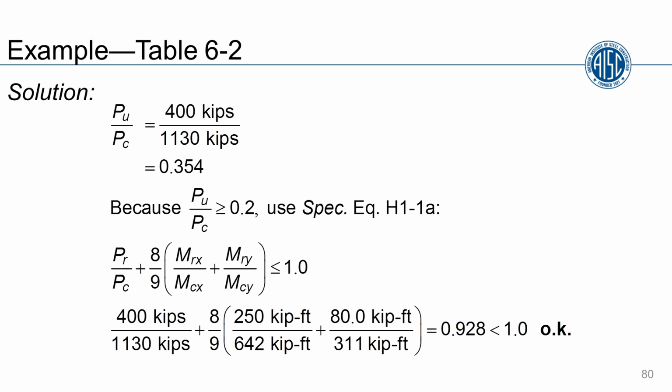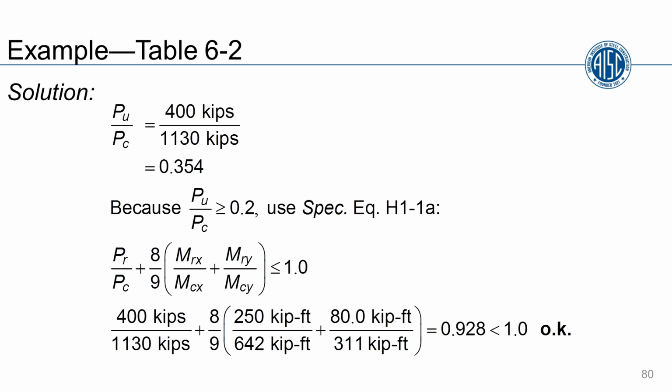compression load on the column, 400 kips, divide by the allowable, and that comes out to 0.354. Well, that's greater than 0.2, so that refers you to use specification equation H1-1A, which you see following below.